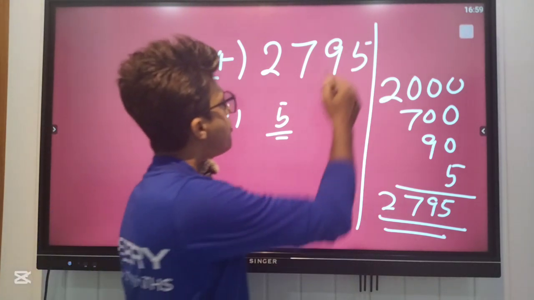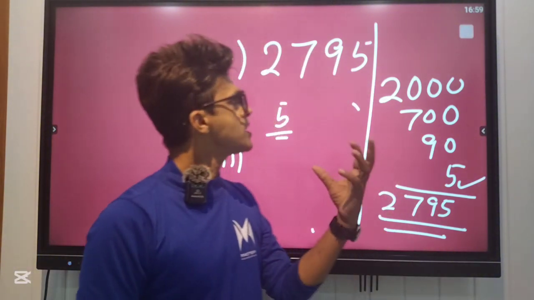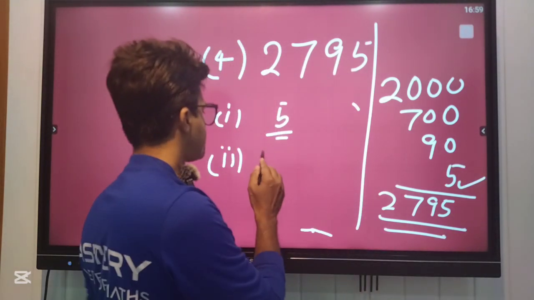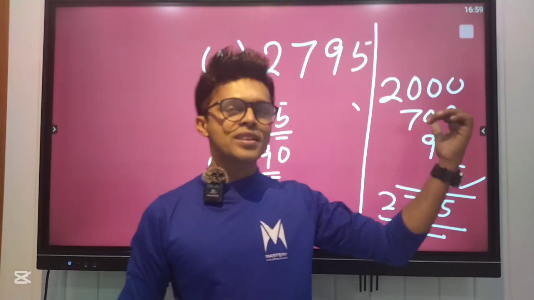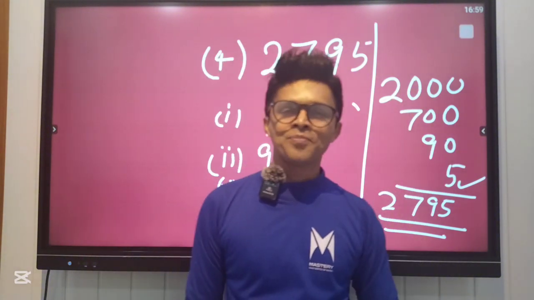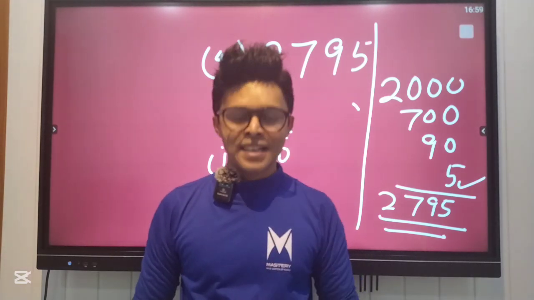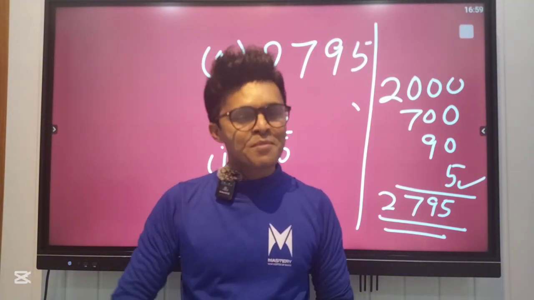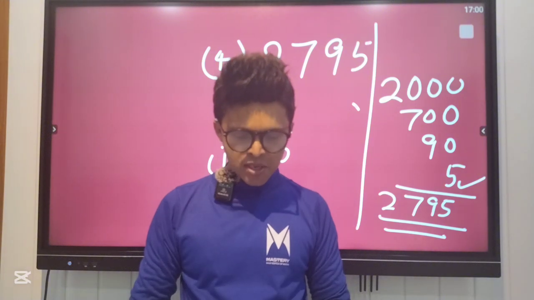What is the value represented by 9? That is 90. What is the value represented by 7 here? That is 700. What is the value represented by 2? 2000. These types of questions you will be able to see in your test paper. Definitely. Unless you see these types of questions, your maths teacher doesn't know maths. But anyway, he or she knows maths. So definitely you will see these types of questions in your test paper.